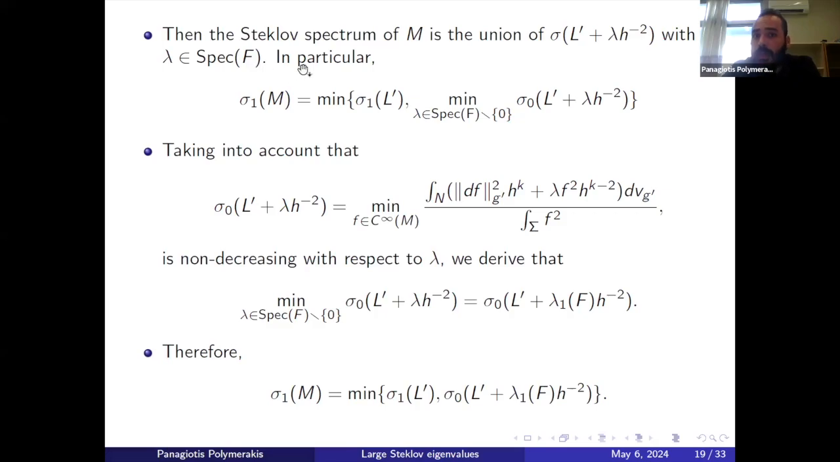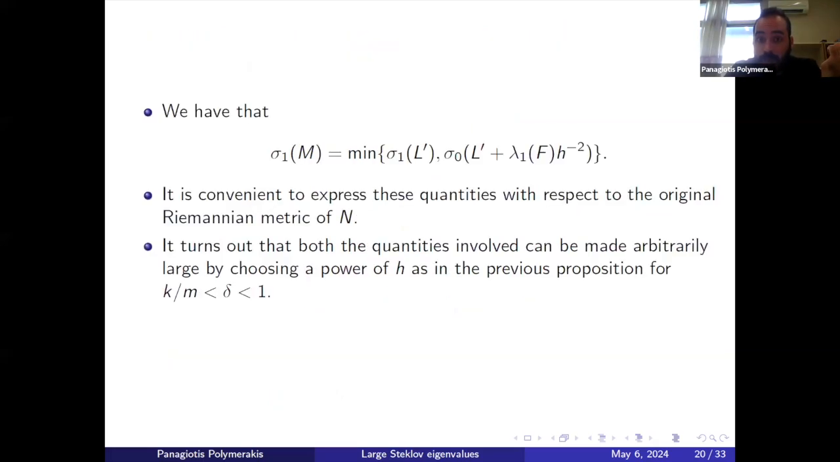So if we remove it and consider the minimum, that is the first non-zero Steklov eigenvalue of the warped product, that is the minimum of the first non-zero Steklov eigenvalue of the diffusion operator, and the minimum of the smallest eigenvalue of the rest of the operators. However, from Rayleigh's theorem, the expression we already showed, we see that this quantity is non-decreasing with respect to lambda, so this minimum is achieved for the smallest possible lambda, that is the first non-zero Laplace eigenvalue of the fiber. So the smallest non-zero Steklov eigenvalue of the warped product is the minimum of these two quantities.